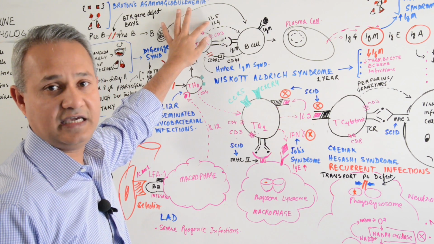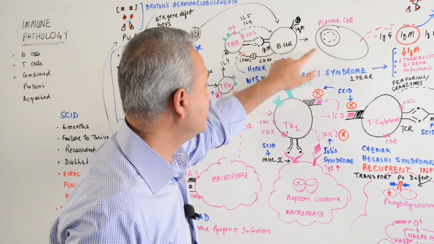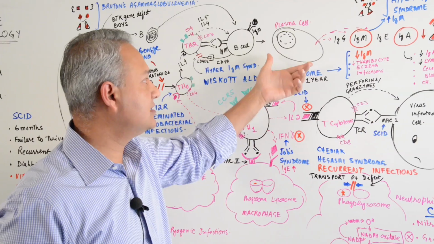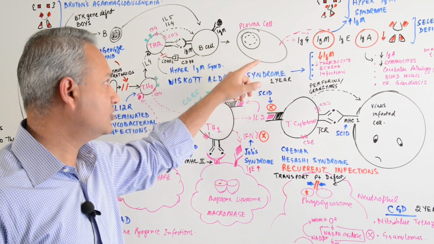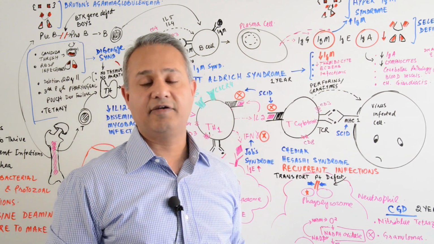IL-4 for IgE and IL-5 for IgA. So that is very important, and once the class switching occurs, the B cell would convert into a plasma cell. Plasma cell is nothing but an active B cell which is making a lot of antibodies or immunoglobulins, and IgG, IgM, IgE and IgA are formed.